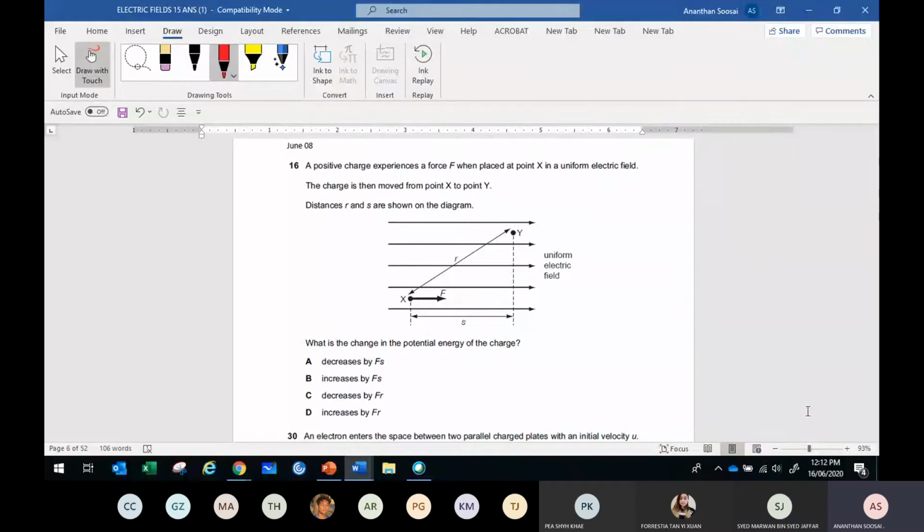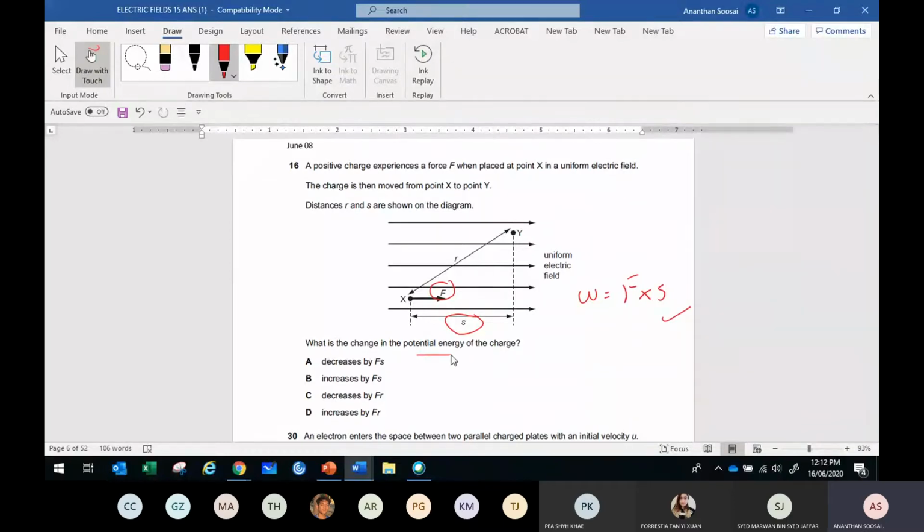So I'm receiving the answers. All are saying A. Okay, should be Fs, I think no doubt about that. So the work done should be F times s. Because work is force times distance traveled in the direction of the force. Okay, good. But now check.